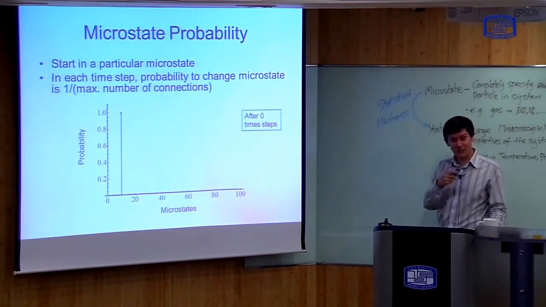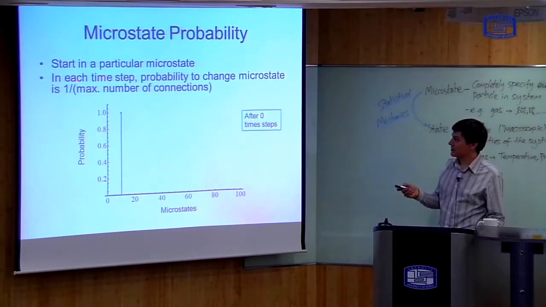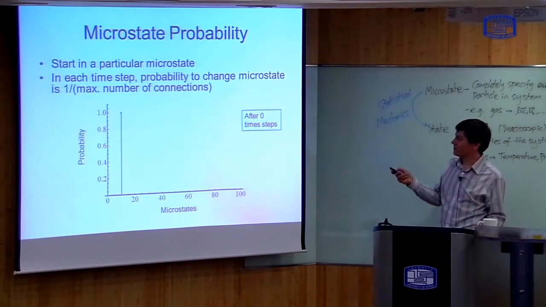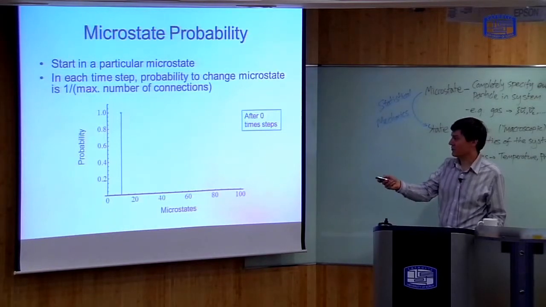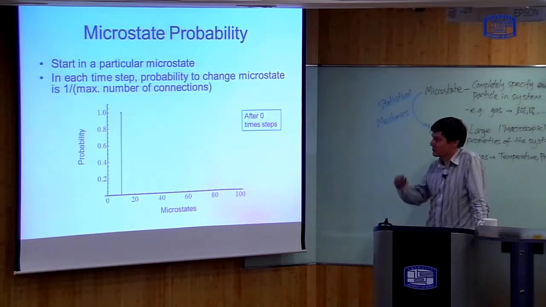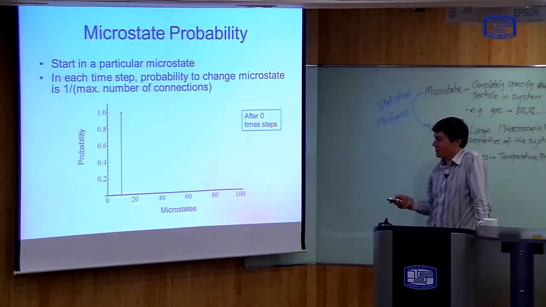And I do exactly what I calculated before in the class. I started a particular microstate, and I say that in each time step, the probability to change microstate is 1 divided by a certain number. I think in this simulation this is 11, 1 divided by 11. So there's a certain probability to change, and I see what happens. So I start in microstate 10 for some reason.